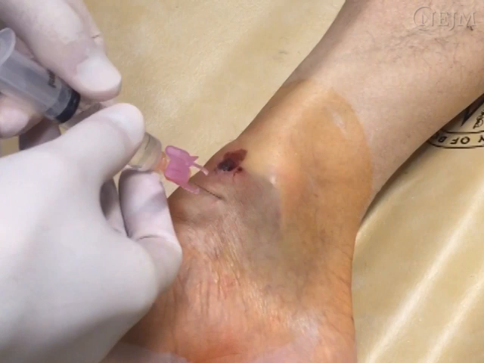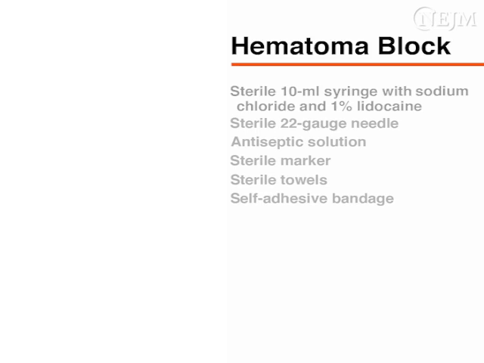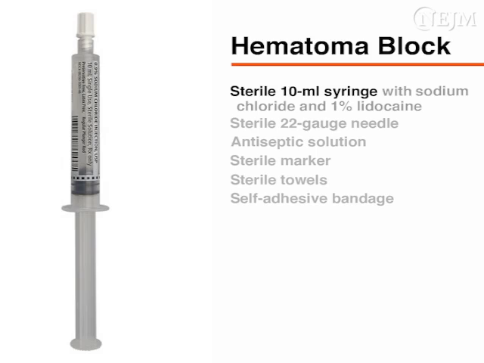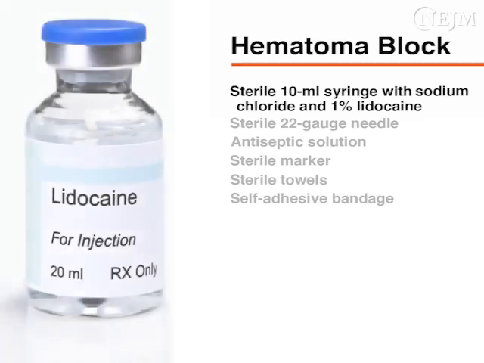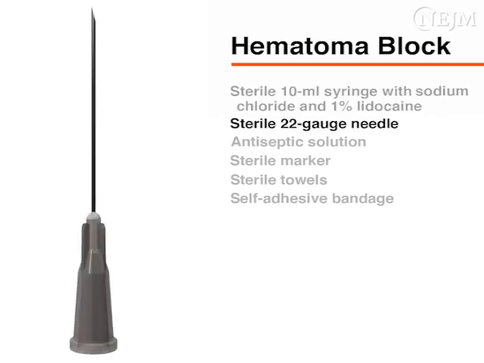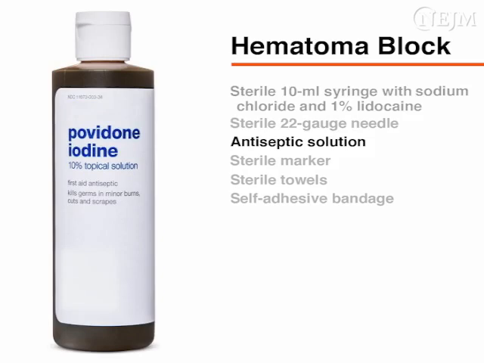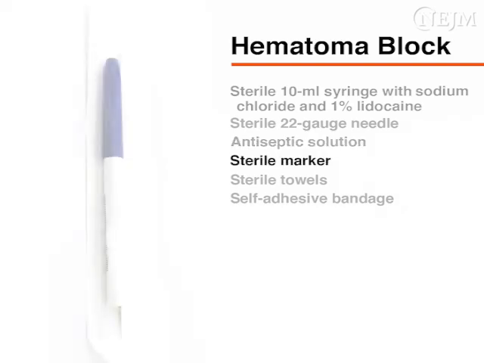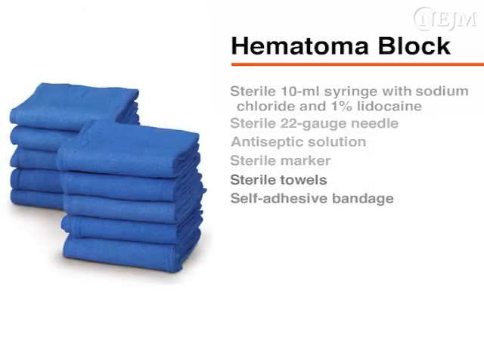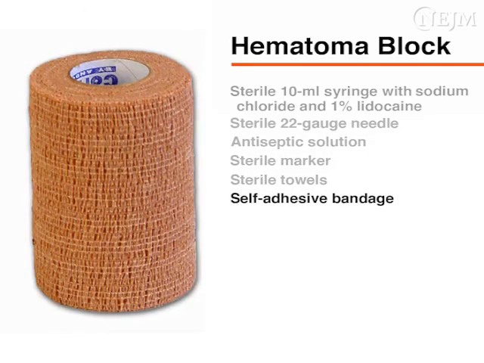A local hematoma block can be used for anesthesia for ankle reductions. The equipment needed for a hematoma block includes a sterile 10 ml syringe that is pre-filled with sodium chloride and 1% lidocaine, a sterile 22-gauge needle, an antiseptic solution that contains chlorhexidine or povidone iodine, a sterile marker, sterile towels, and a self-adhesive bandage.